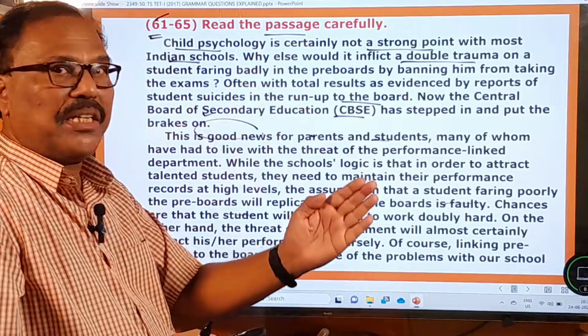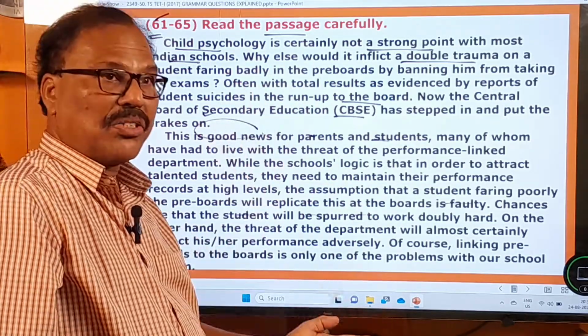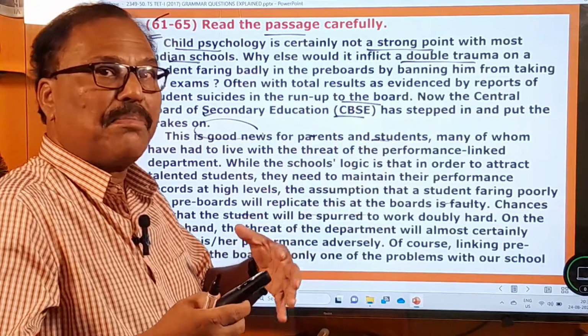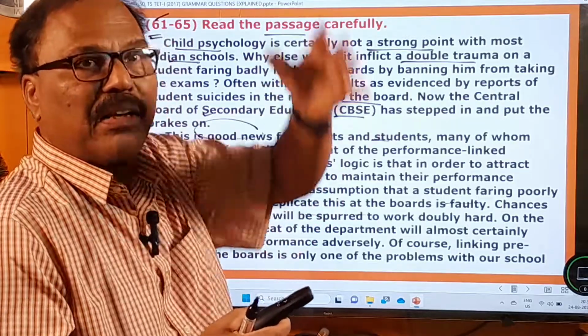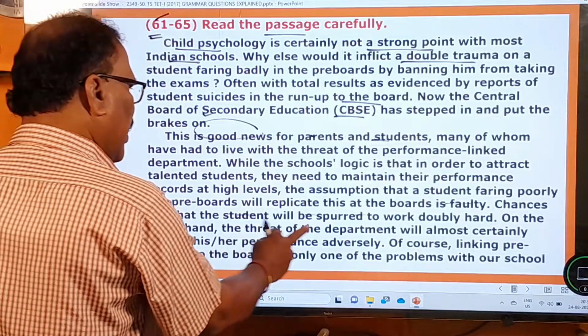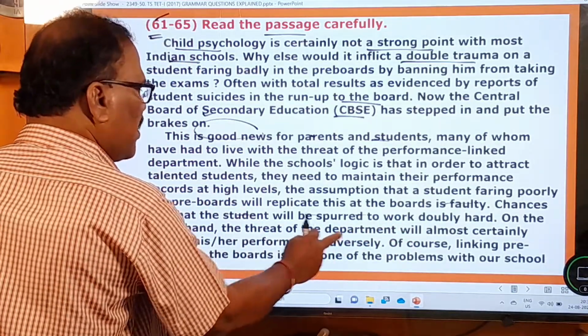Don't think a dull student is always a dull student. There is every chance that he will become sharper. He will become cleverer and cleverer. It is like that. Okay, there are some chances. On the other hand, the threat of the department will almost certainly impact her performance adversely.